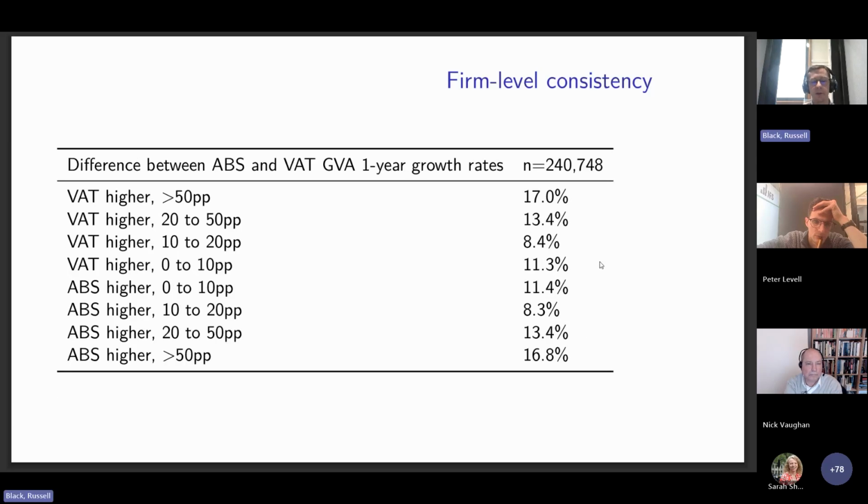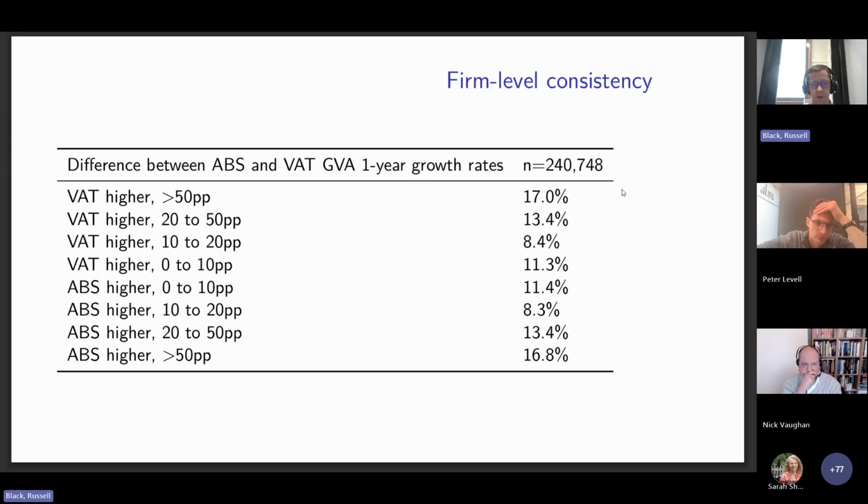So this is the distribution of differences. If I take the company has grown 5% in VAT, and this company has grown 15% in the ABS, how many times does that happen? So we have 11% of the time where a company is agreeing, 0 to 10 percentage points, where the company is saying, I've grown 5% versus I've grown 8%, or I've grown 5% versus I've grown 10%. That is basically strong agreement, given the variation in the data sources.